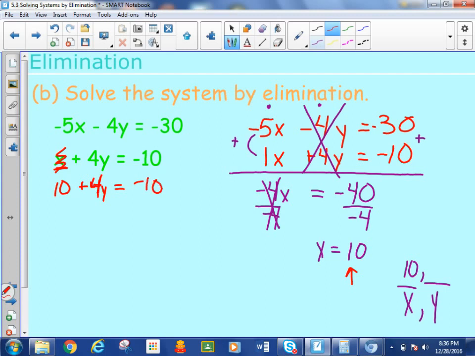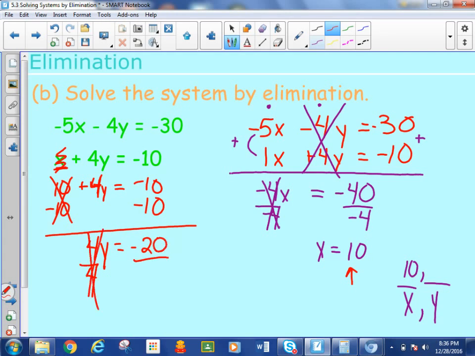Okay, so now I'm going to work to get y by itself. I've got a +10, so I'm going to subtract 10, minus 10. I now have 4y equals -10 minus 10 gives me -20. Divide by 4, divide by 4. So I just found out that y equals -20 divided by 4 gives me -5. There's my solution to my system of equations.